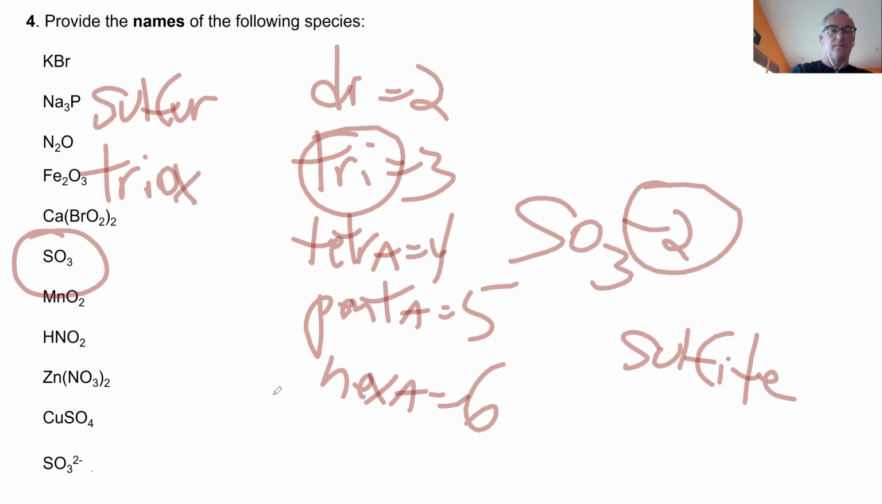Is it like biology with the scientific names, where you capitalize the genus and then lowercase the species? No, all lowercase, unless you're starting a sentence. If you're starting a sentence with sulfur, then that would be a capital S. But no, all lowercase.